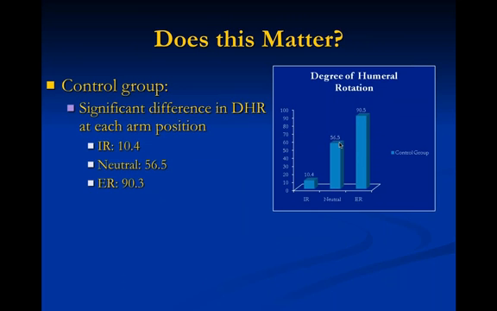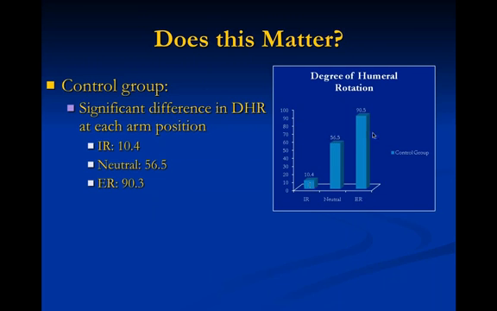So we looked at a control group, and we got significant differences in measurements. Basically, in this control group we measured the angle of the biceps tendon groove, and in external rotation, it was around 90 degrees. Neutral rotation was around 56. Internal rotation tended to be around 10 degrees when we looked at these different patients.